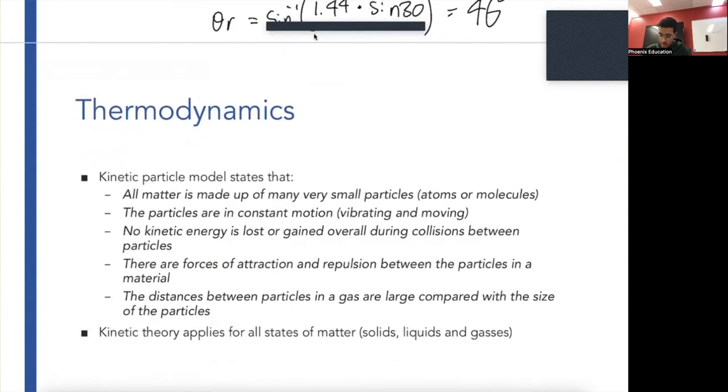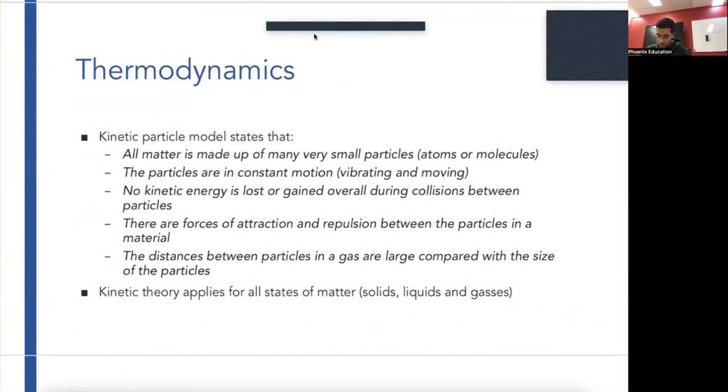Okay, thermodynamics. So this is the next part. So we finished all of the waves. Now we're on to thermodynamics. So thermodynamics is just the study of matter and how matter interacts with other matter. Okay, so all matter is made up of very small particles. So you and I are all made up of atoms, and all these atoms are vibrating at some amount.